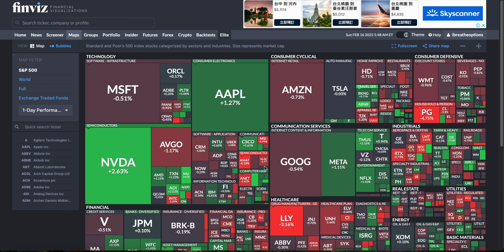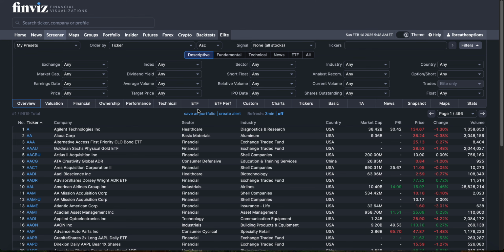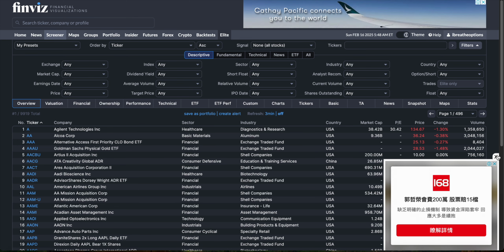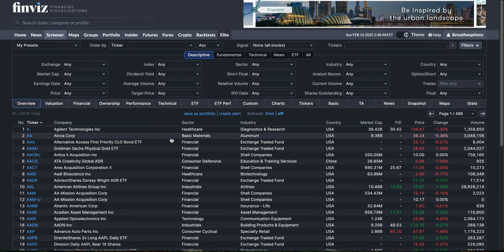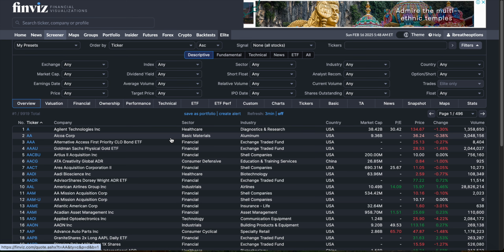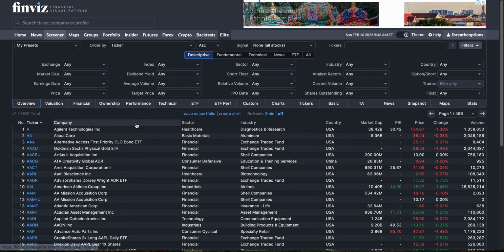So today I'm just going to share how I screen for fundamentally good stocks using the screener in finviz.com. So let's take a look at the screener here. There are certain criteria that I look for when I screen for stocks to sell options for.